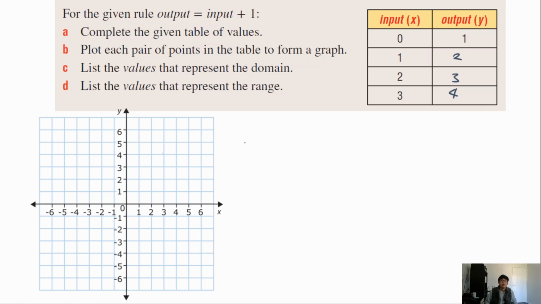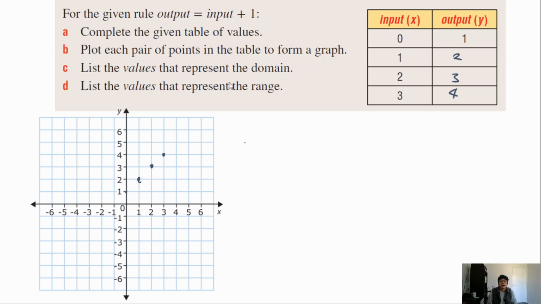Alright, now we need to plot each point in the table to form a graph. Remember, the input is x and the output is y. So this one will be the x and that will be the y. Our first point is (0, 1), so that will be over here. Next one is (1, 2), 1 on the x, 2 on the y. That's what it will look like. Next is (2, 3). The one after is (3, 4). So that's what your graph on the Cartesian plane should look like.